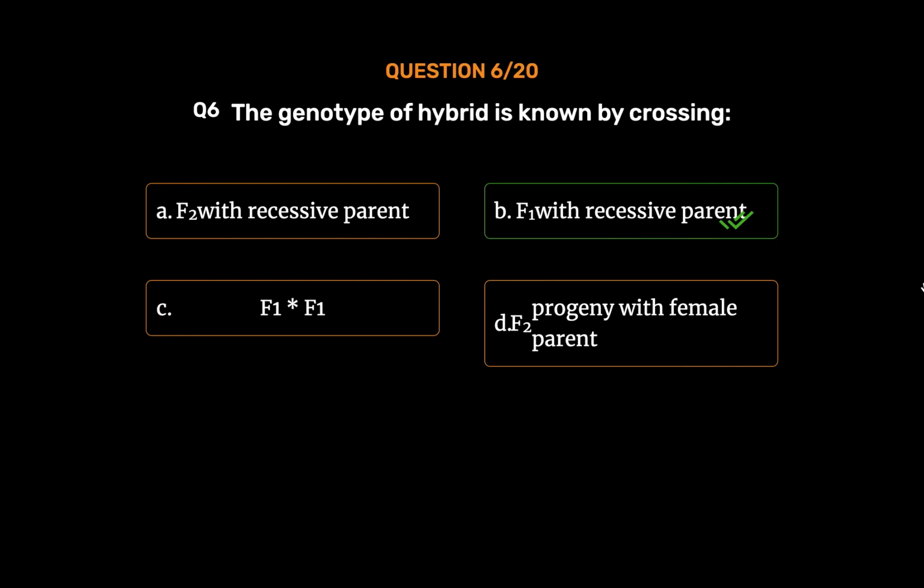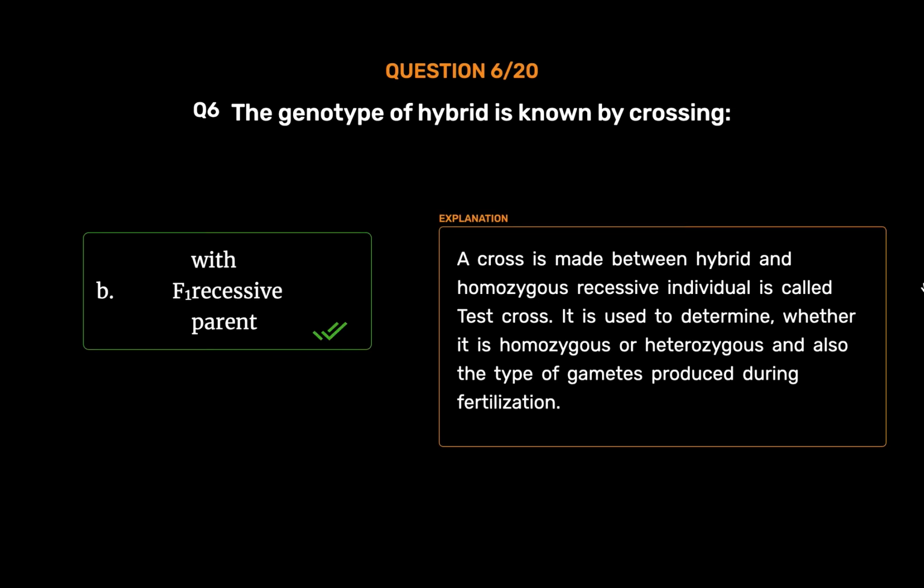F1 with recessive parent. A cross made between hybrid and homozygous recessive individual is called test cross. It is used to determine whether it is homozygous or heterozygous, and also the type of gametes produced during fertilization.